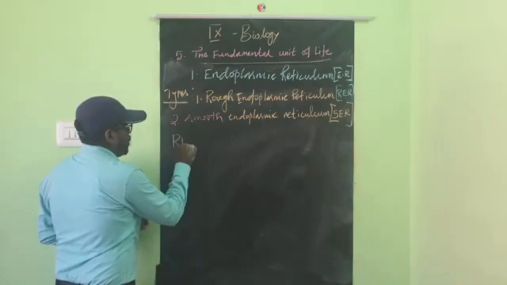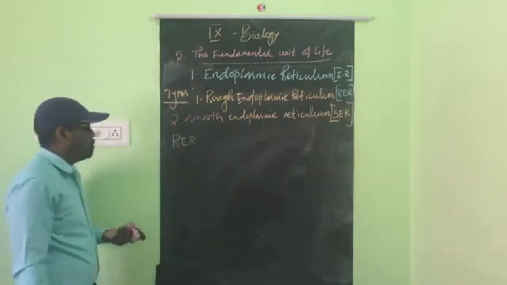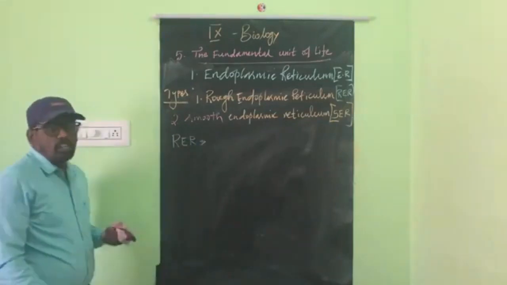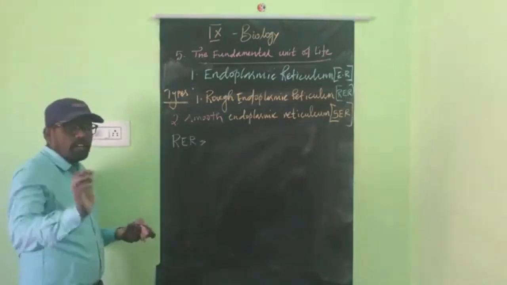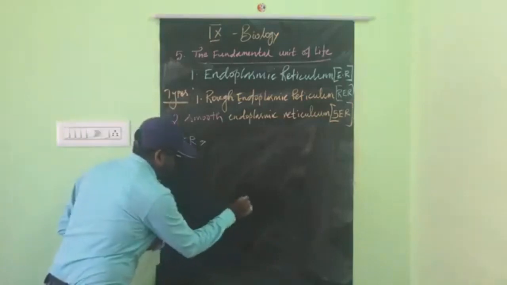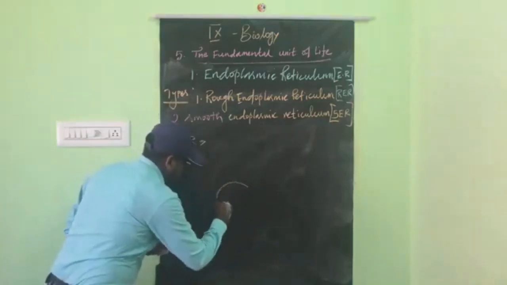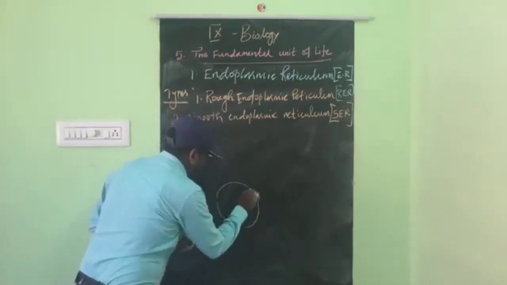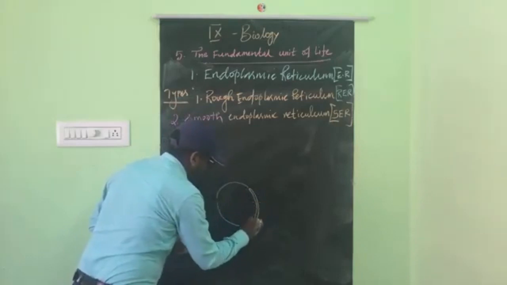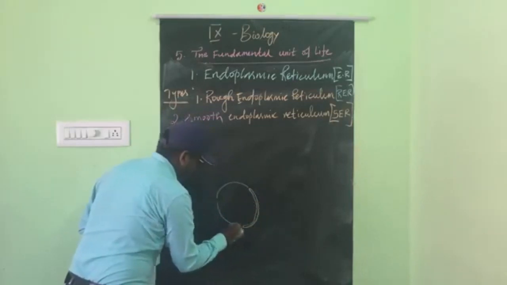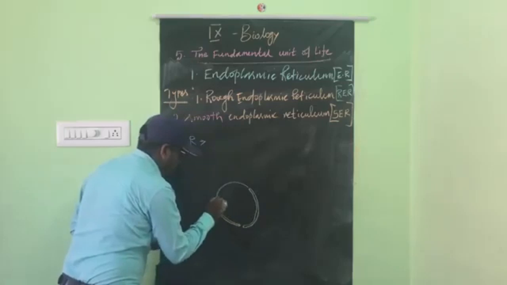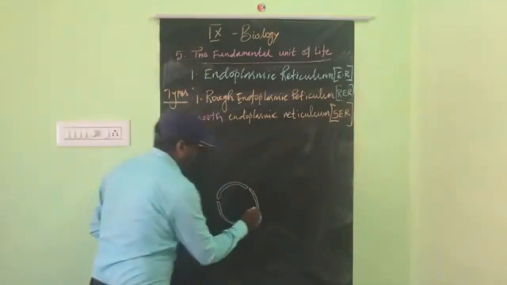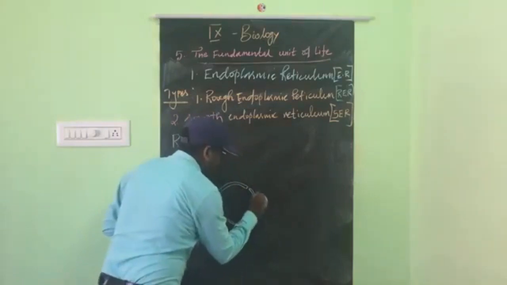First, let's discuss the rough endoplasmic reticulum. What is the rough endoplasmic reticulum? The structure looks rough and tough. It is always attached to the nucleus. The endoplasmic reticulum is always attached to the nucleus. So that is the rough endoplasmic reticulum.